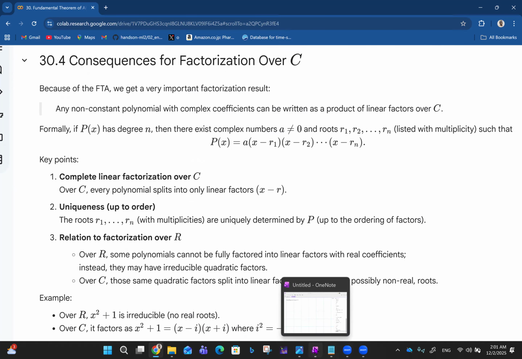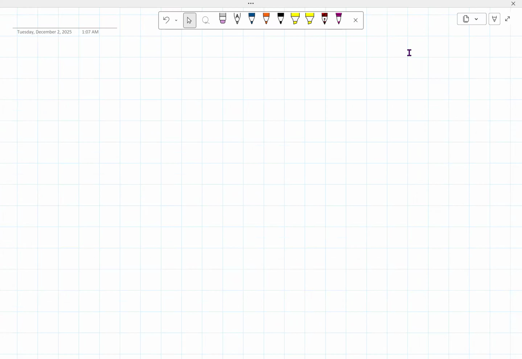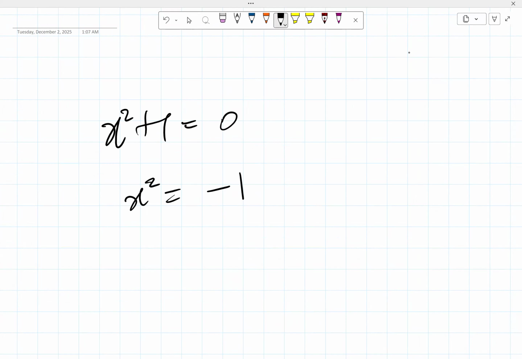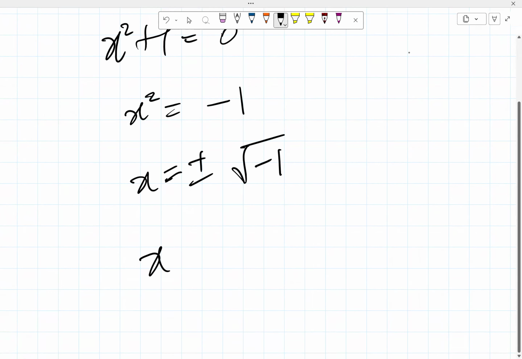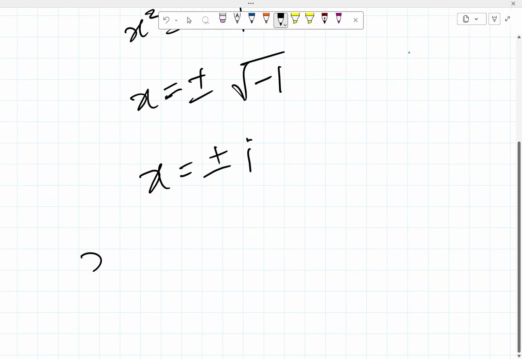What we are saying here, I think it's better I demonstrate it. So you have x squared plus 1 equals 0. That means x squared is equal to minus 1. So x is equal to plus or minus the square root of minus 1, if you take the square root of both sides. Root minus 1 is i, so x is plus or minus i. These are two roots, right? So x is equal to i or x is equal to minus i.